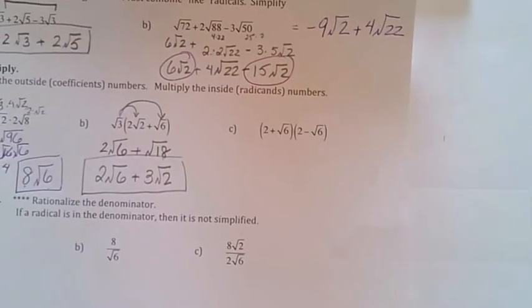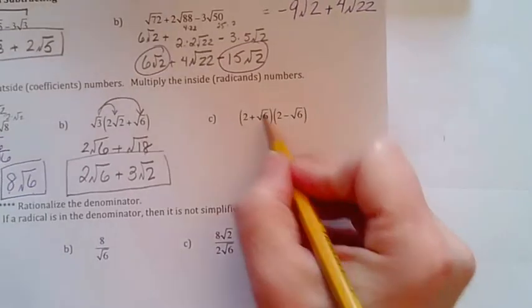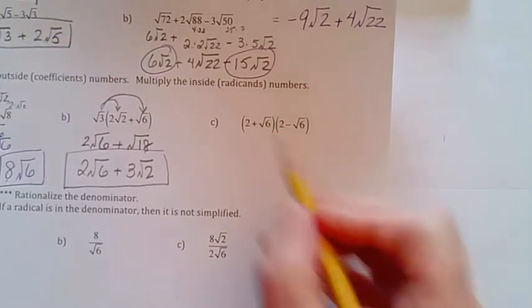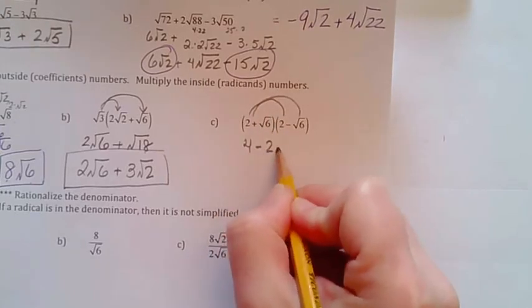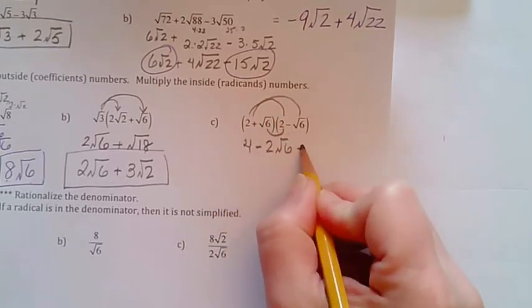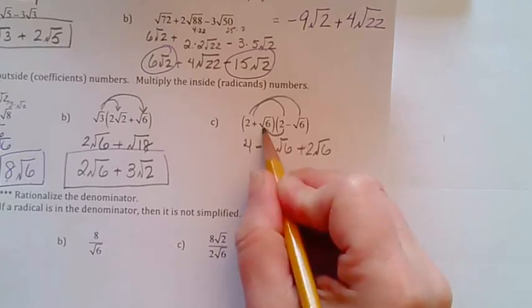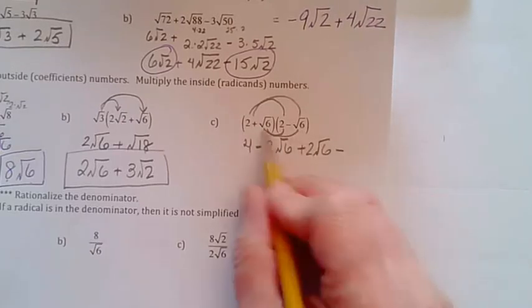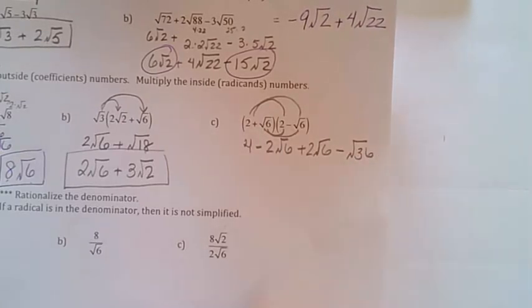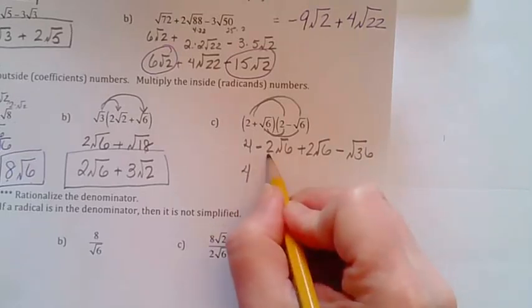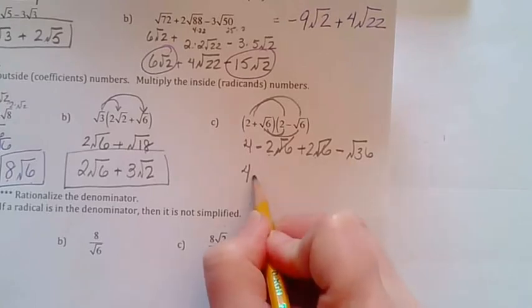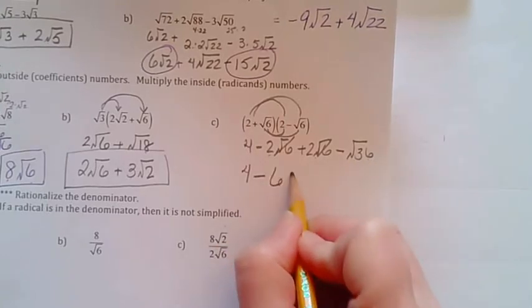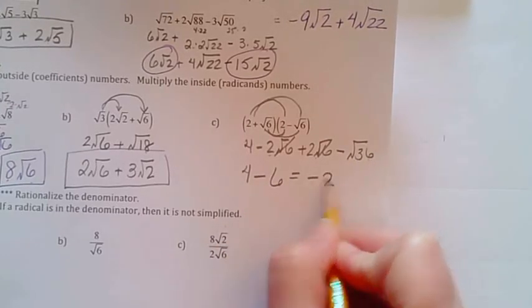Okay, so now we're going to do this guy here. So let's multiply him. I'm going to have to distribute. 4, positive times a negative, 2 radical 6, plus 2 radical 6. Positive times a negative is minus square root of 36. Let's simplify. Well, that's a 4. This is the same thing, so that cancels out. Minus square root of 36 is 6, and 4 minus 6, well, that's negative 2.